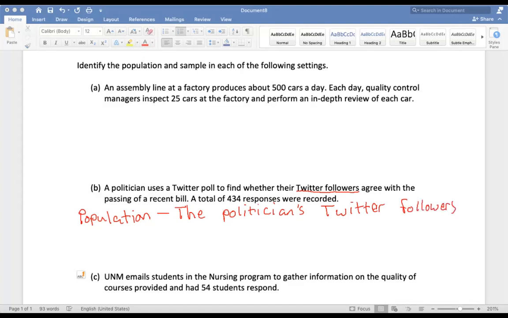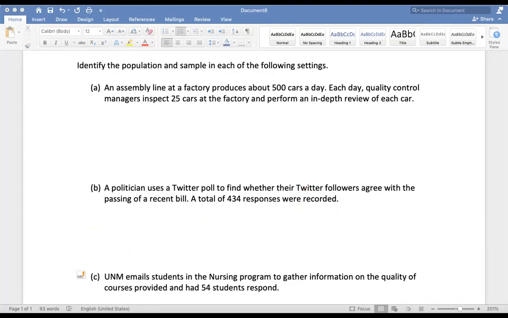Okay, the sample is the 434 respondents. The 434 people that actually responded to the poll would be considered the sample. Okay, that just about does it. All right, moving on. Last example here.